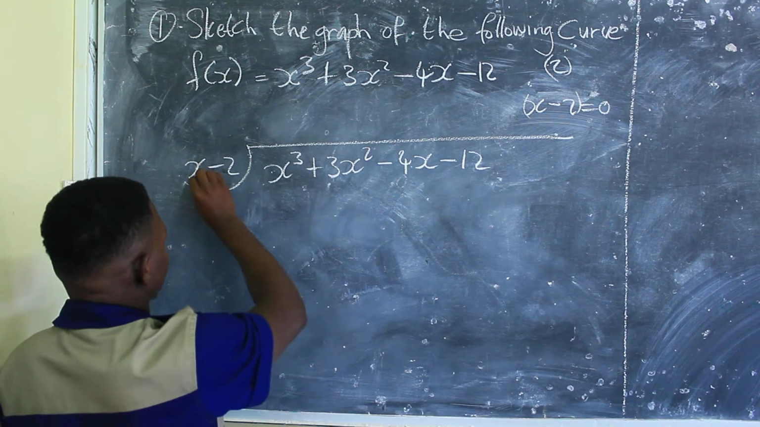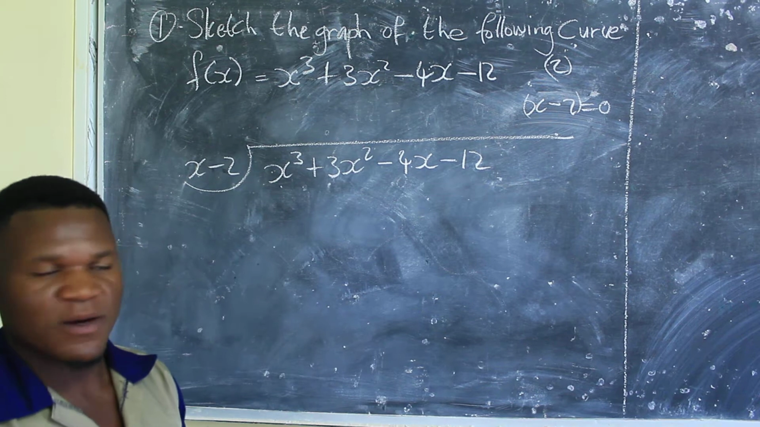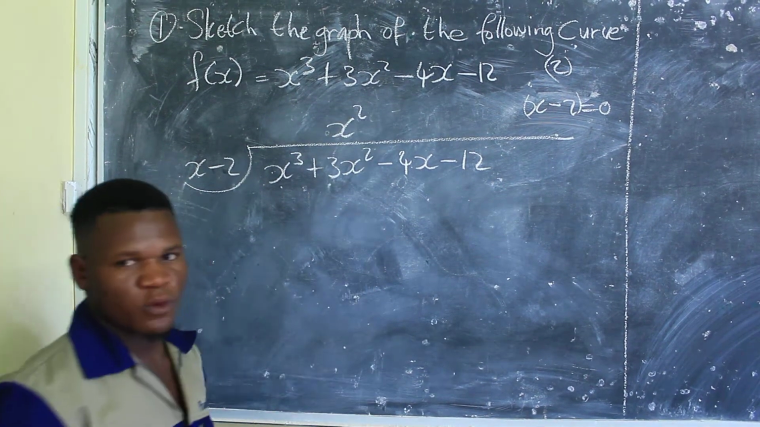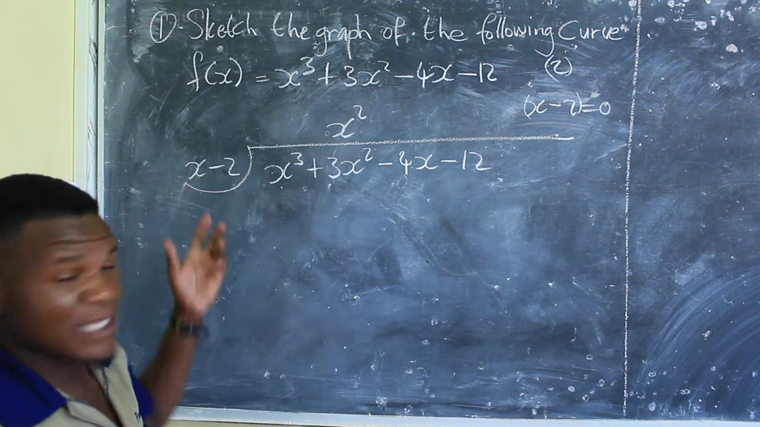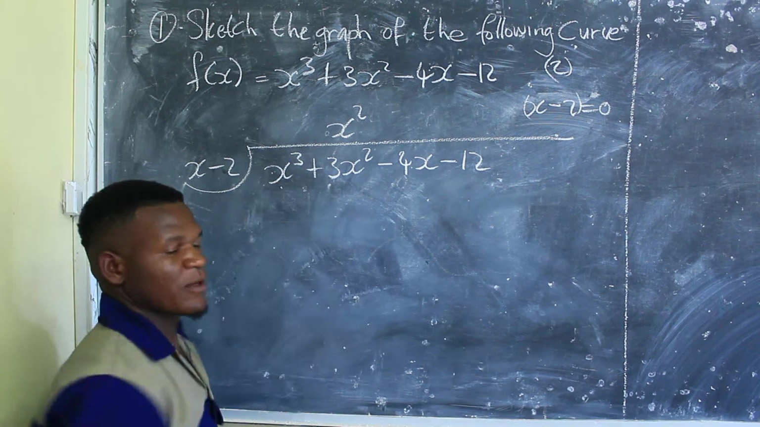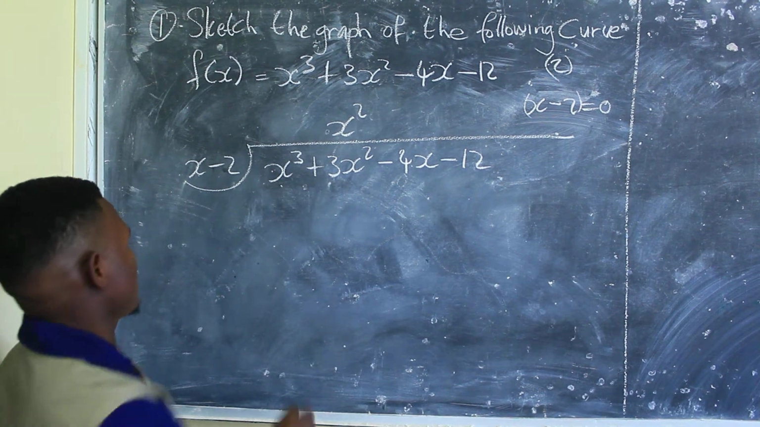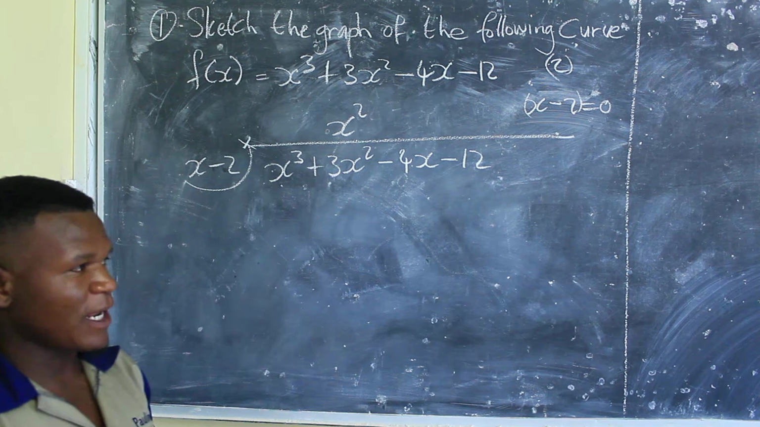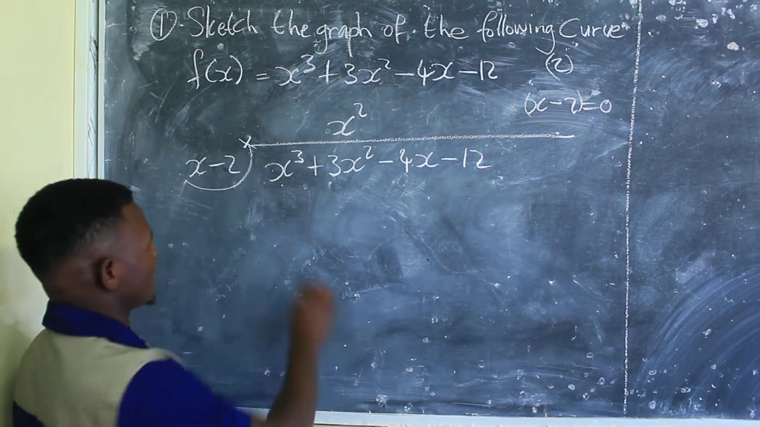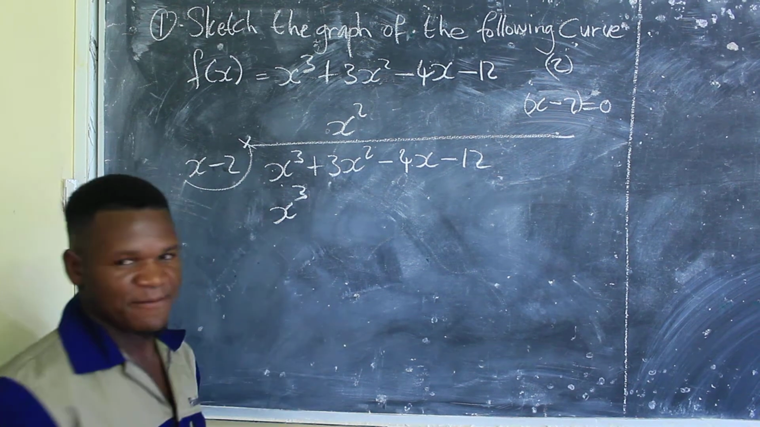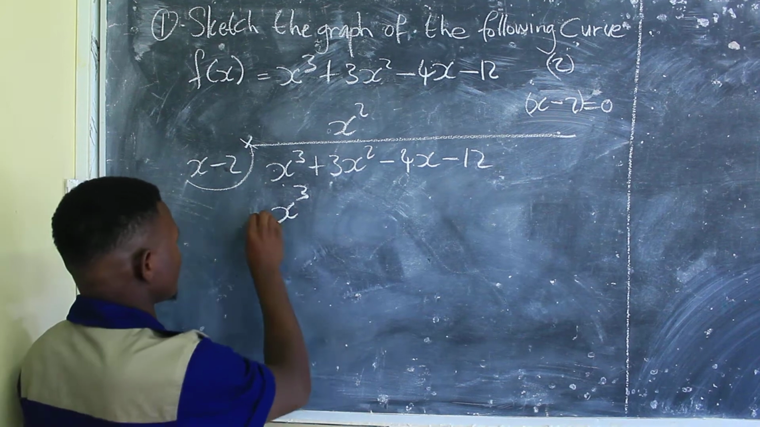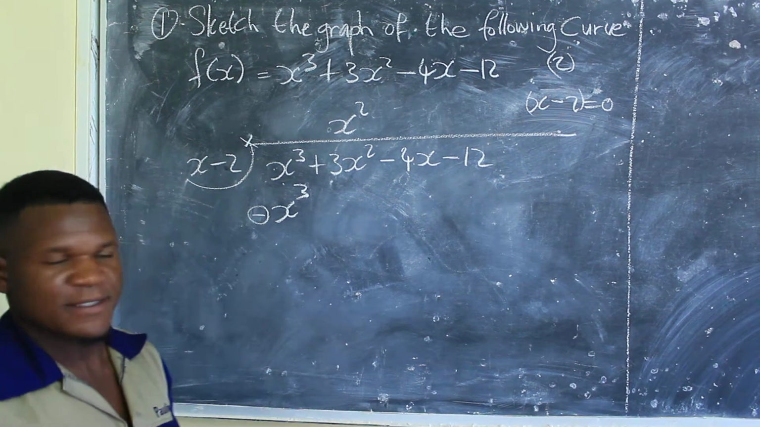You ask yourself, how many times can x go into x to the power of 3? Probably it is x to the power of 2, because when you multiply x with x, you add the indices and that gives you x to the power 3. Okay? What is next? You multiply x to the power of 2 by x. We get x to the power of 3. It's positive, but you change the sign to a minus.